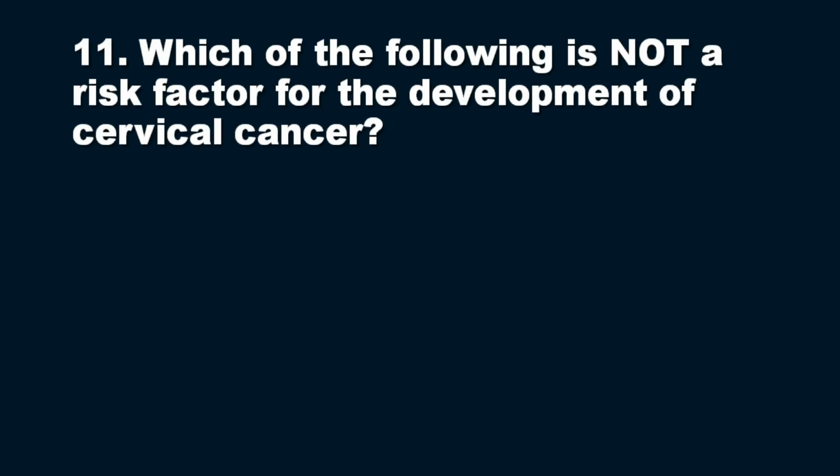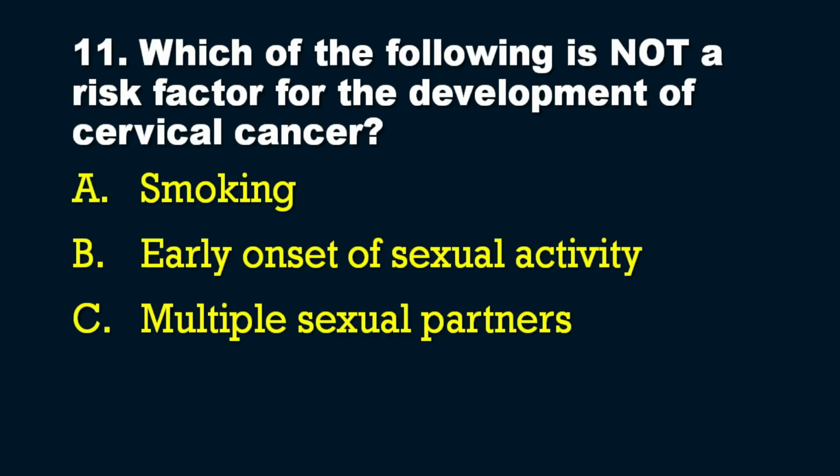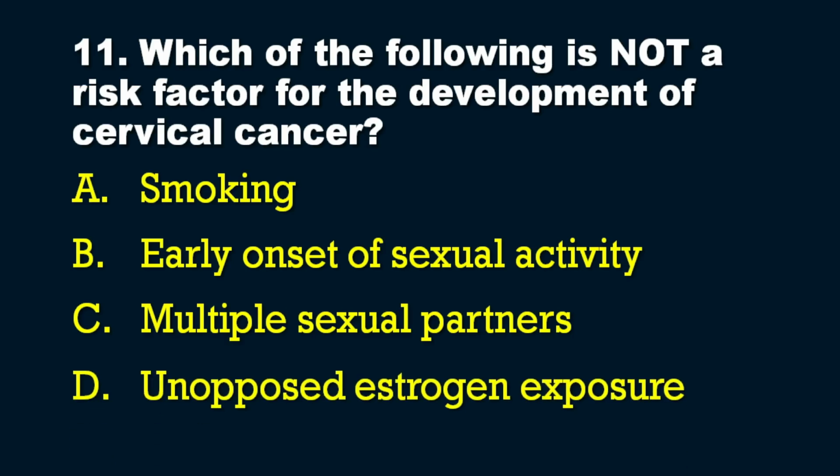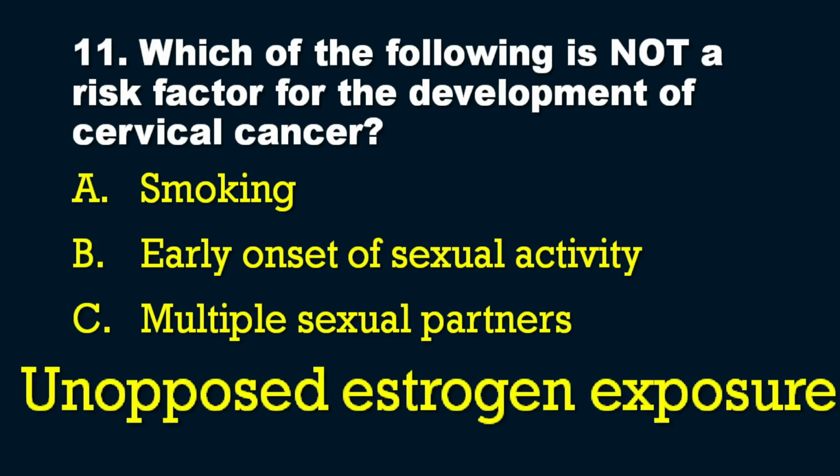The 11th question: which of the following is not a risk factor for the development of cervical cancer? The options are: option A, smoking; option B, early onset of sexual activity; option C, multiple sexual partners; and option D, unopposed estrogen exposure. We have already discussed cervical cancer in our older video. This is another important point to remember from an exam point of view. So the answer is option D, unopposed estrogen exposure.